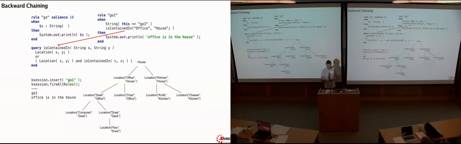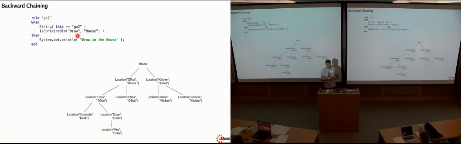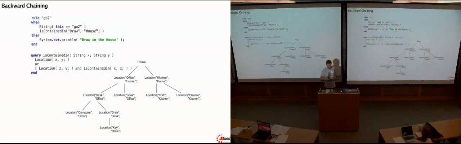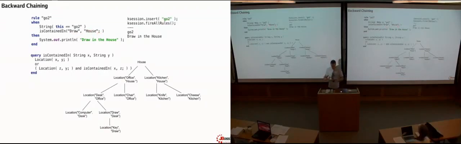Very, very simple. So that would have matched straight away this pattern here because there's a ground term for the two input arguments I was asking. Yeah, so there we go. There's the ground. The is contained in query goes straight to the ground term. So now it's going to say, is the drawer in the house? So there's the query. Insert go2. And it says, yes, the drawer is in the house.